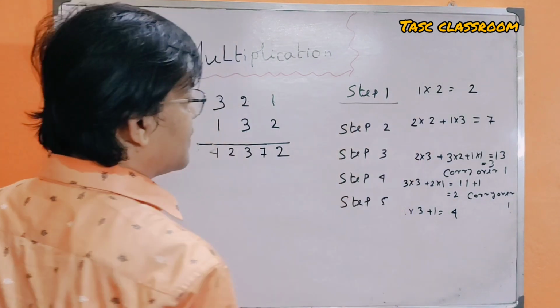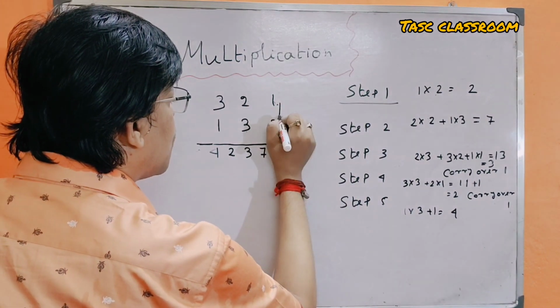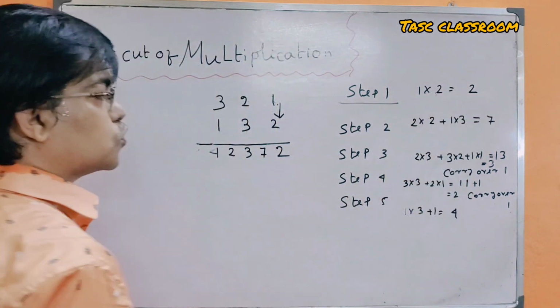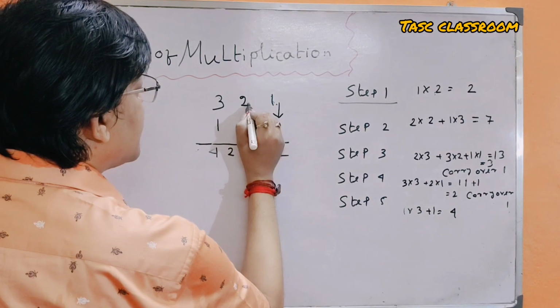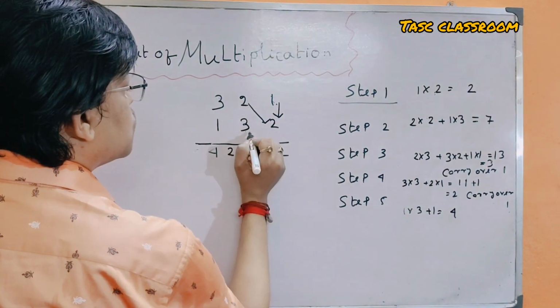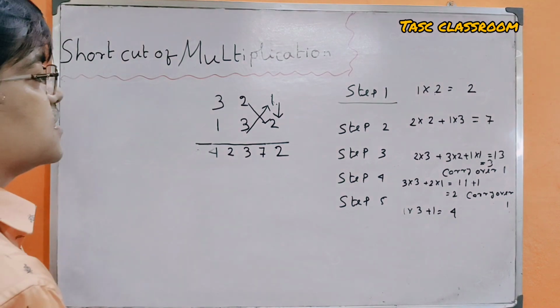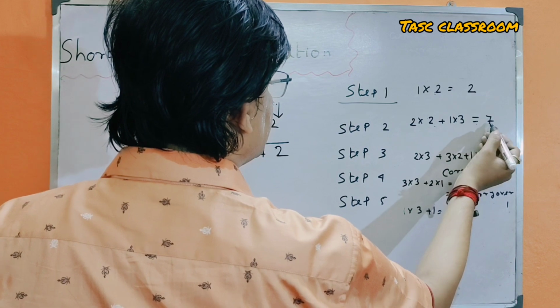Step 1. 1 is multiplied by 2. 1 into 2 equals 2. Step 2. 2 is multiplied by 2 and 1 is multiplied by 3. 2 into 2 plus 1 into 3 is equal to 7.